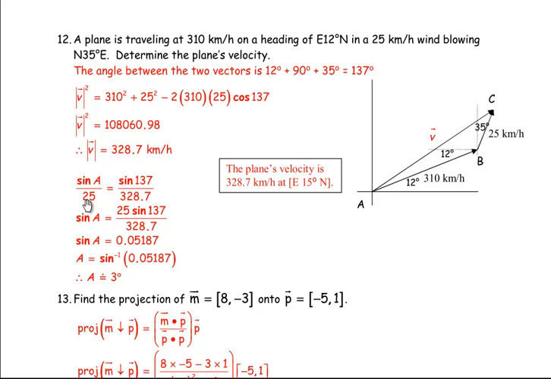So isolating for sine A would equal 25 times the sine of 137 divided by the 328.7. So if we evaluate this, you get 0.05187. Take the inverse sine of it, and that works out to be approximately 3 degrees. And that is a small angle. So the direction of that, if we add that 3 and the 12 here, the whole angle from here up to here is 15 degrees. So the plane's velocity is the 328.7 kilometers per hour at a direction of east 15 degrees towards the north.